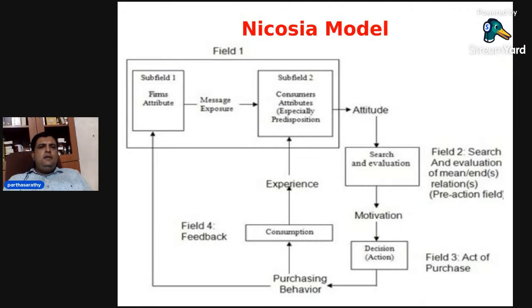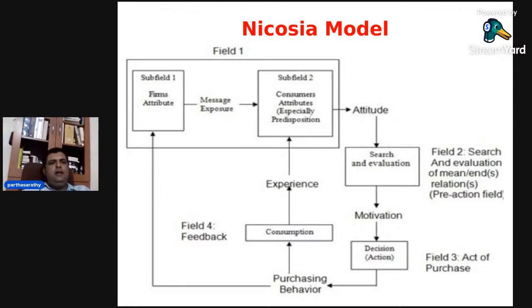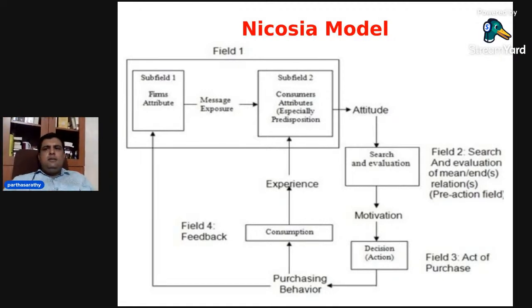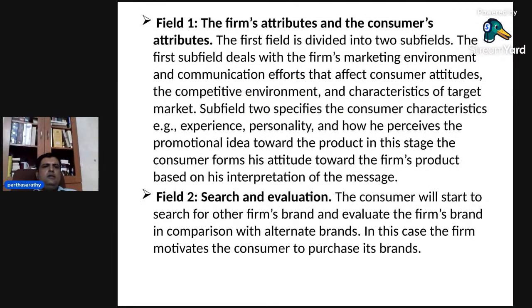So when I say the fields, see here field one, field two, field three, field four. So here we have different fields. Now I'm going to discuss what we have in different fields and, according to the Nicosia model, what each field represents and how they influence the customer buying behavior. Okay, so this is about field one, the firm's attribute and the consumer's attribute.